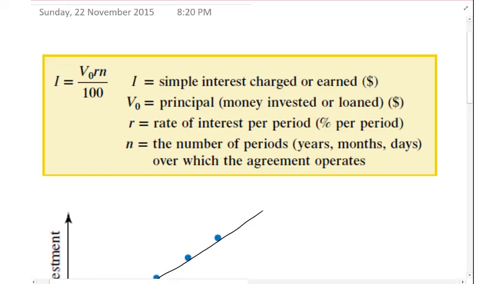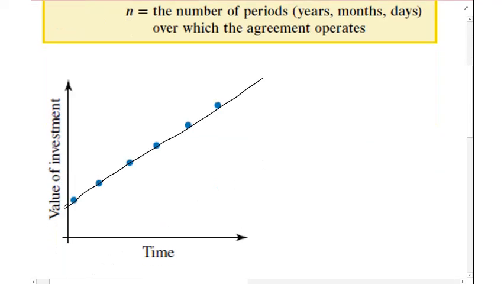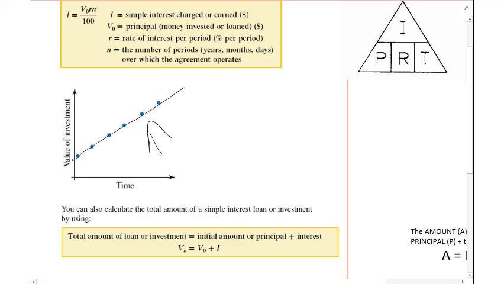So I is my simple interest, charged or earned, depending on whether you're trying to get money or you're borrowing money. V0 is your principal, so that's the money you've, say, put into the bank, or the money you've been loaned. Your R is your rate of interest per period. And N is the number of periods, so the years, months, days over which the agreement operates. That's the sort of information that will be provided to you. And that will produce something that looks like that.